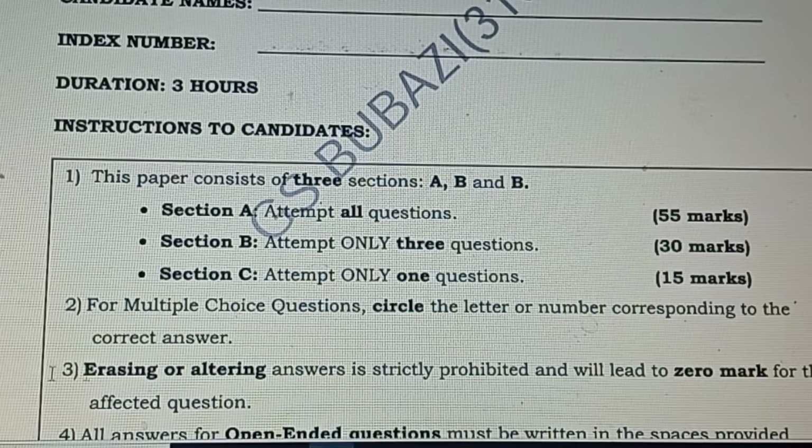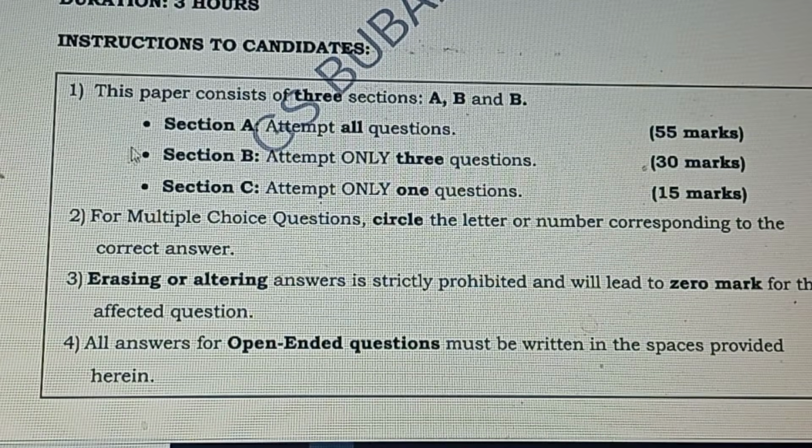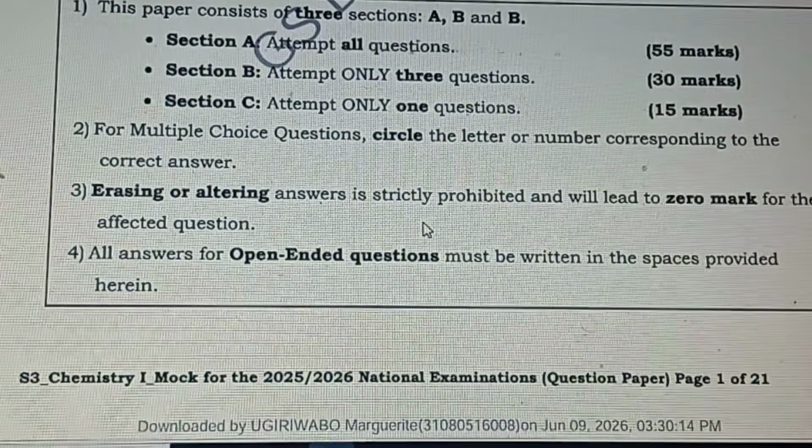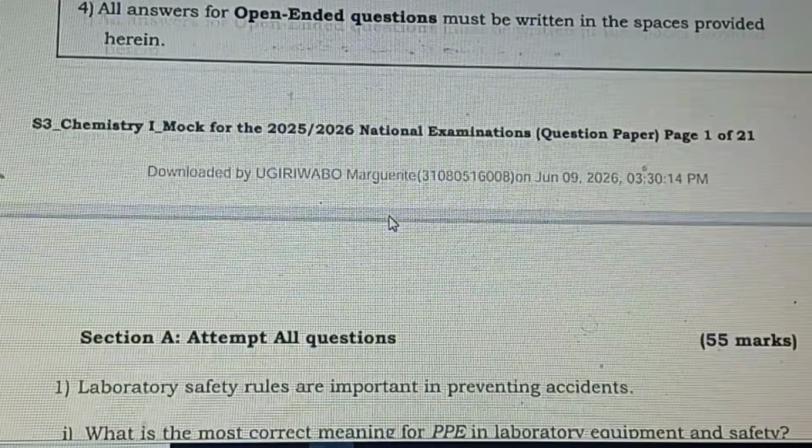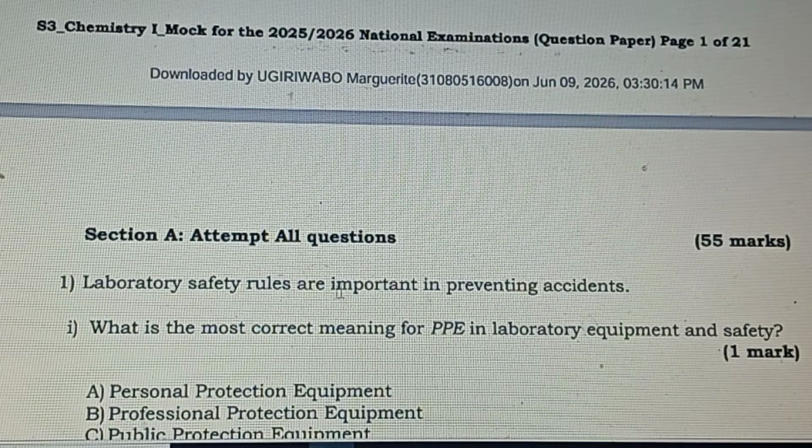Here we have instructions to the candidate. Make sure you read carefully before you start the examination. Let's start with Section A, attempt all questions.